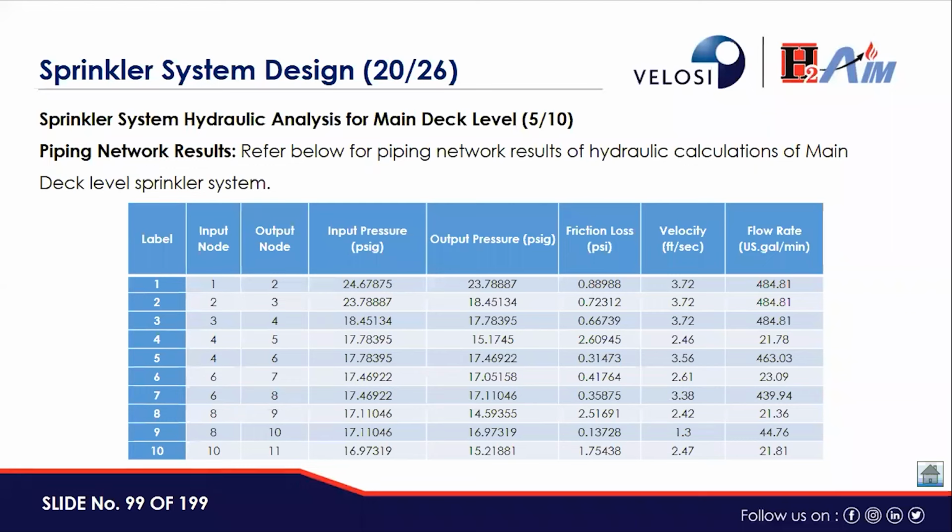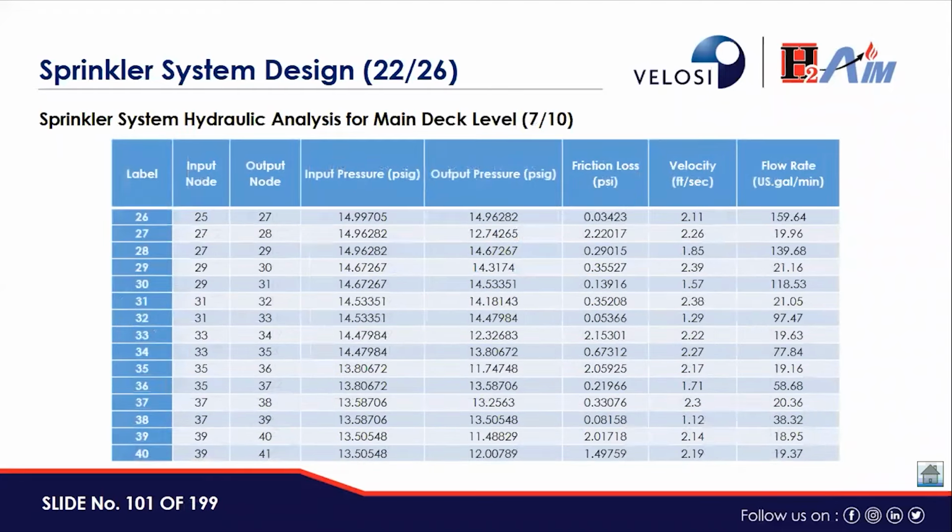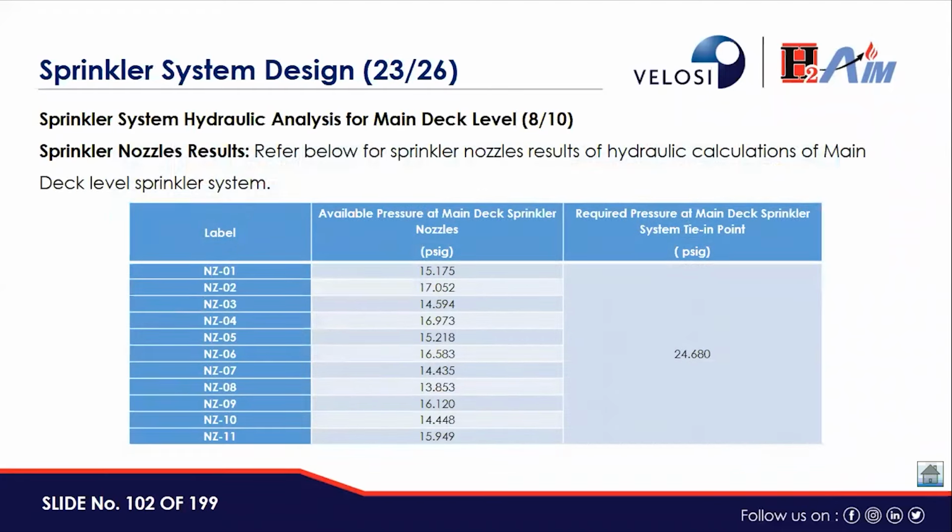So input pressure required was this much for each label, output pressure, then friction loss, velocity, flow rate. For the other labels, so sprinkler nozzle results, refer below for sprinkler nozzle results for hydraulic calculations of main deck level sprinkler system.